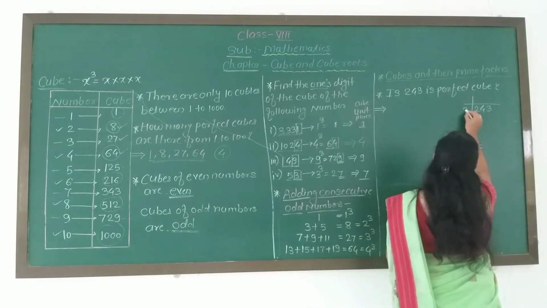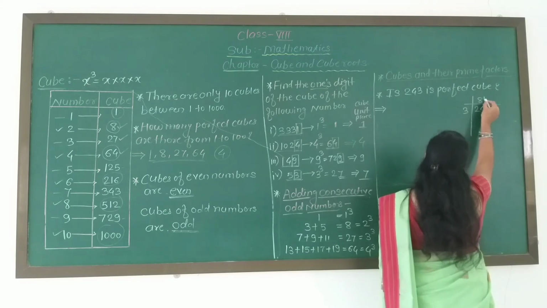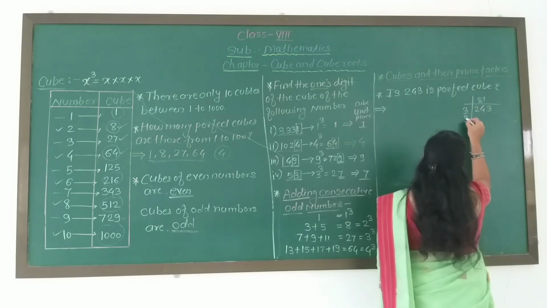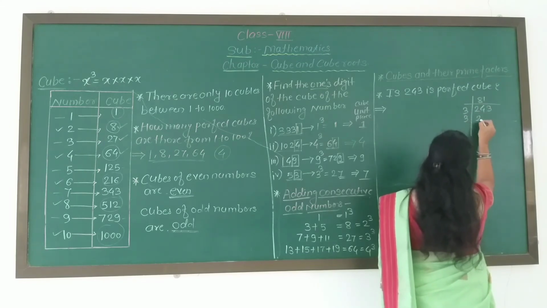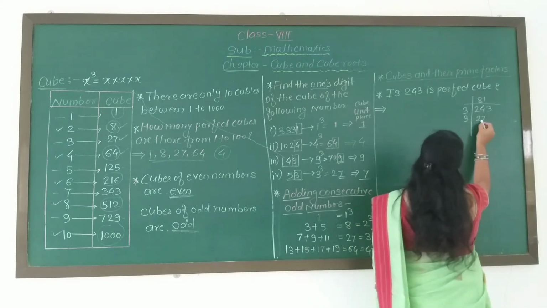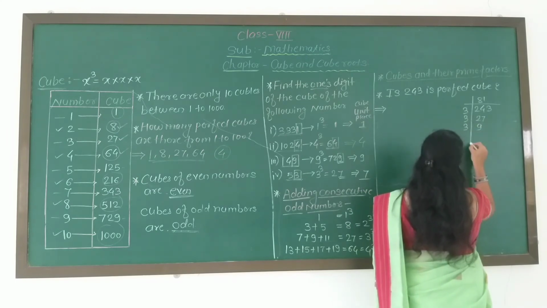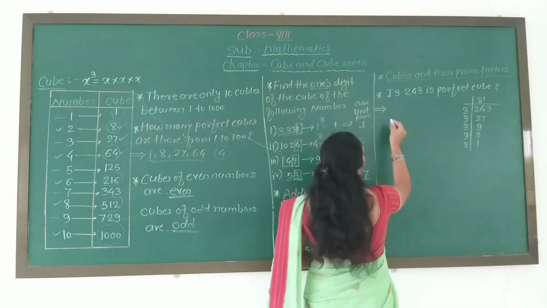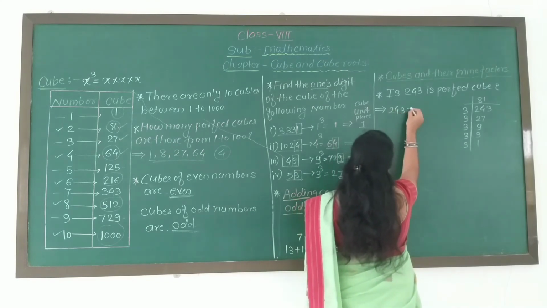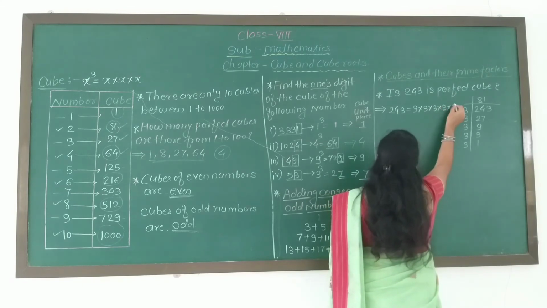Right? So 3 eights are 24. 3 threes are 1. After that also 81 is divisible by 3. 3 twos are 6, 3 sevens are 21. After that 27 is divisible by 3. 3 nines are 27. After that also 3 threes are 9 and 3 threes are 1. Correct? So what are the prime factors of 243? 3 into 3 into 3 into 3 into 3.